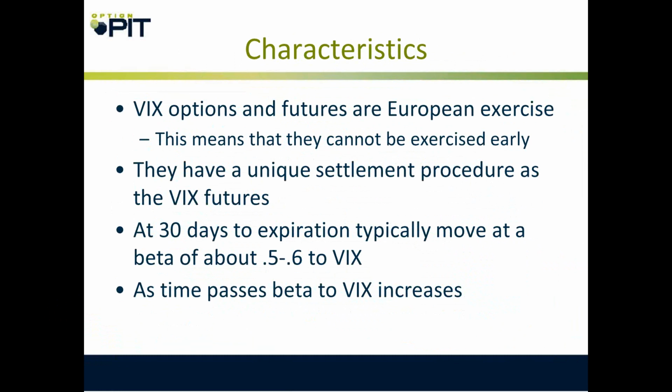All right. At 30 days to expiration, typically, the VIX future will move at a beta of about 0.5 to 0.6 of the VIX. As time passes, that beta increases. So the January VIX future expires next Wednesday. Right now, January VIX futures correlate to the VIX cash index at about 80%, 0.8.